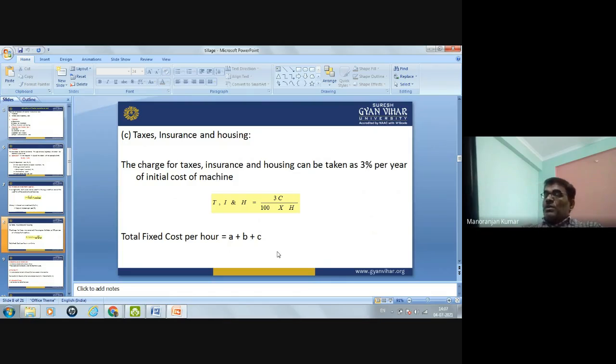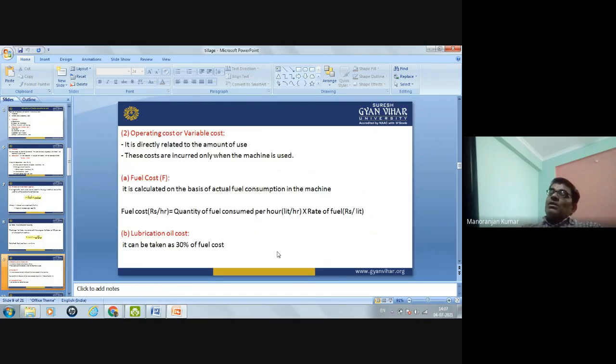Okay. Now the second parameter is the operating cost. This operating cost is a variable cost, so it will change depending upon the market situation. If the price of diesel or petrol increases or decreases, or the wages of labor increase or decrease, it will always vary.